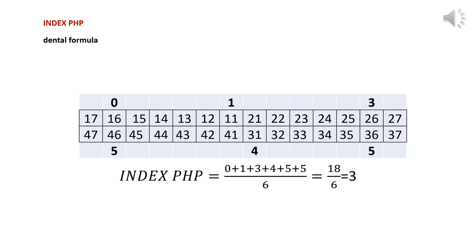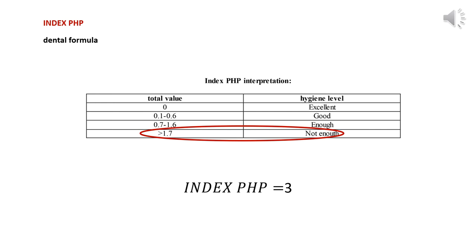We write down the dental formula according to age. We put all codes near each tooth. To calculate the index, you must add the codes of all teeth: 0 plus 1 plus 3 plus 4 plus 5 plus 5 and divide by 6. We get 3. We interpret the index according to the table. The table has two columns: total value and level of hygiene. We get 3. It corresponds to the fifth line, more than 1.7, and meets the level of hygiene, not sufficient. Goodbye.